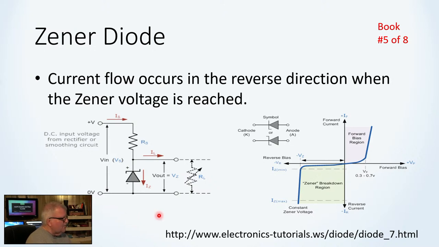So Zener diodes are used for voltage regulation because of their constant voltage drop. And you buy these in 9-volt or 12-volt or 25-volt flavors because that's where their constant voltage is, this Zener breakdown region right here.